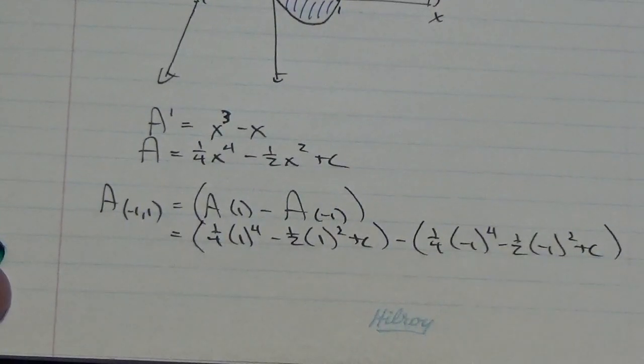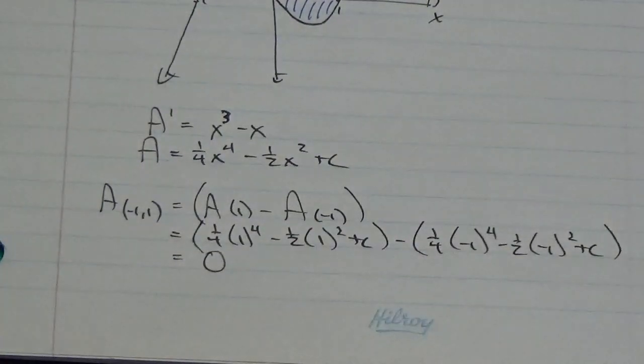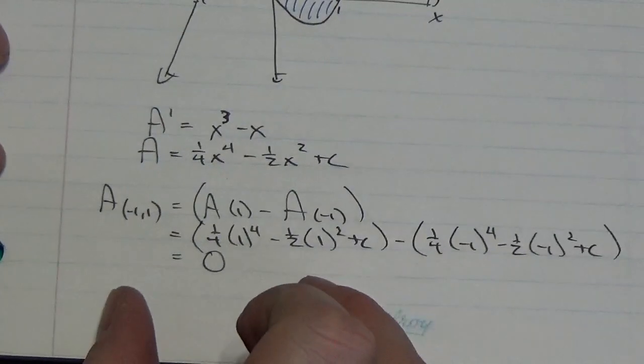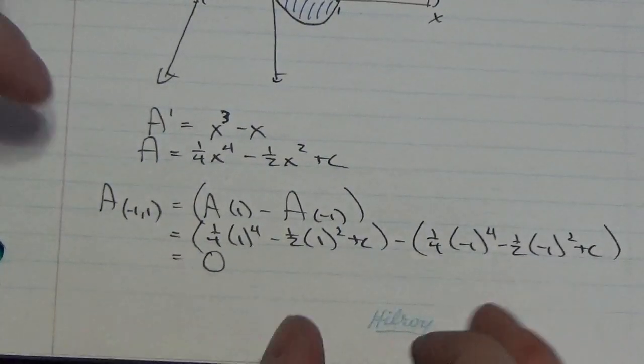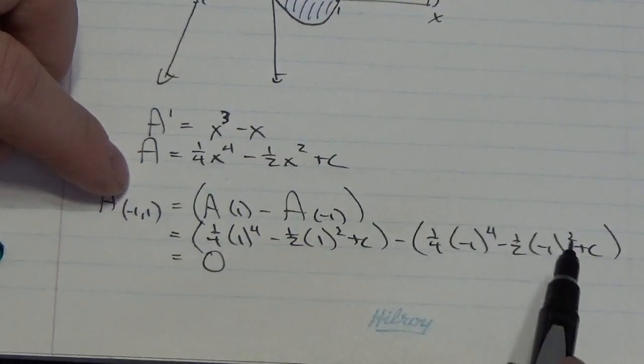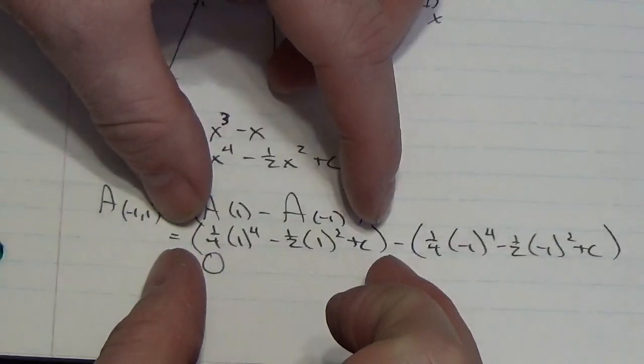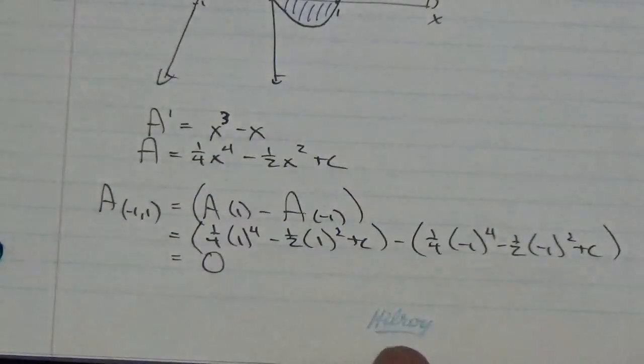Sorry about that. Now, what's important to notice here is that as soon as I do that, I'm going to get 0. Okay, I'm going to get 0 for my area here. And that's because when I take negative 1 to the 4th power, negative 1 squared here, it's going to look exactly the same as this first expression, and then I'm just going to subtract them. So they're going to cancel completely.